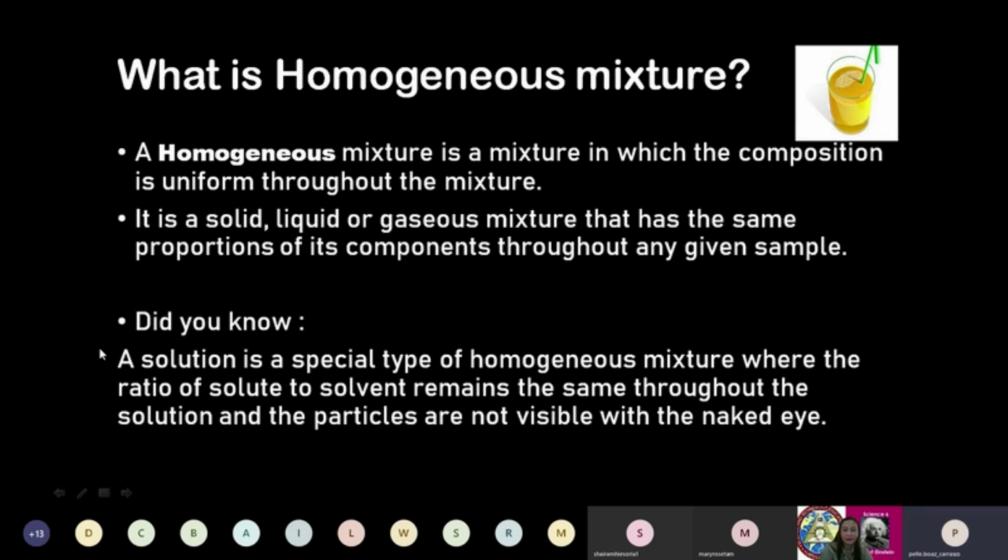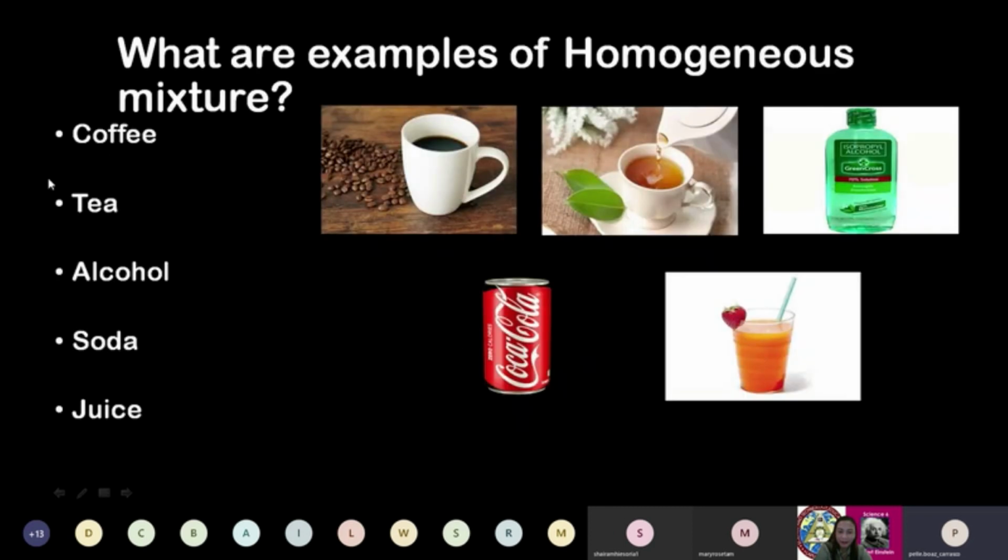Did you know? A solution is a special type of homogeneous mixture where the ratio of solute to solvent remains the same throughout the solution and the particles are not visible with the naked eye. What are the examples of homogeneous mixture? Coffee, tea, alcohol, soda, and juice.